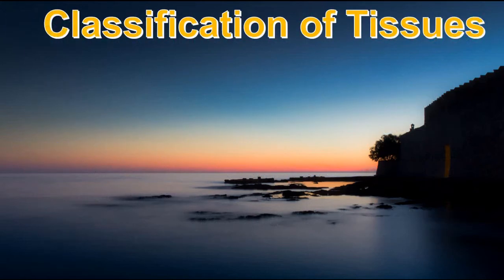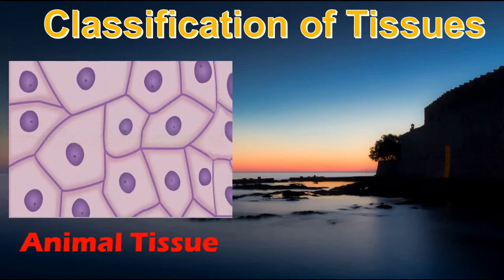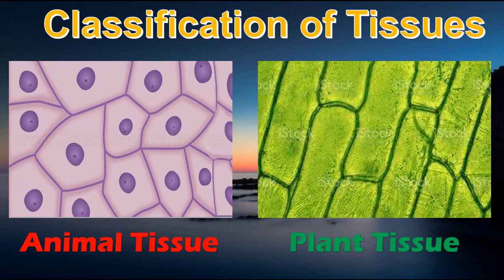So now let's look at the classification of tissue. Let's see how we can classify tissue into different types. So basically tissues are of two types. The first type is animal tissue. The second type is plant tissue. By the name only, we can understand that animal tissue belongs to animals and plant tissue belongs to plants. So let's look at each aspect very deeply and understand what the types are and what the features of each tissue are. So let's move on.